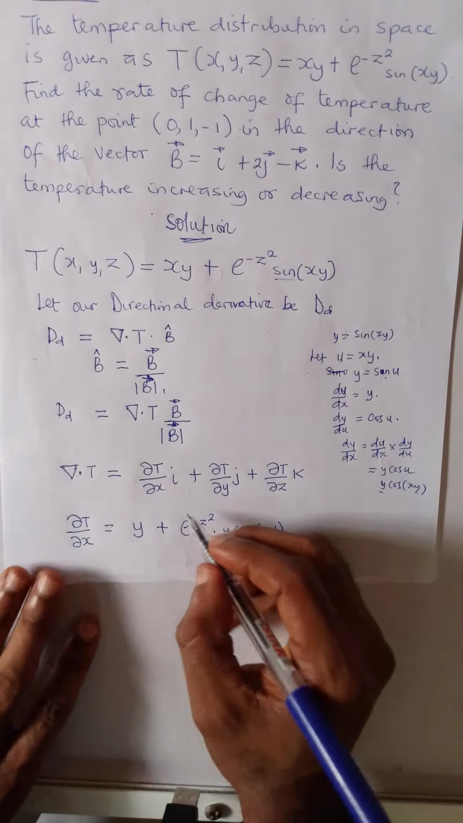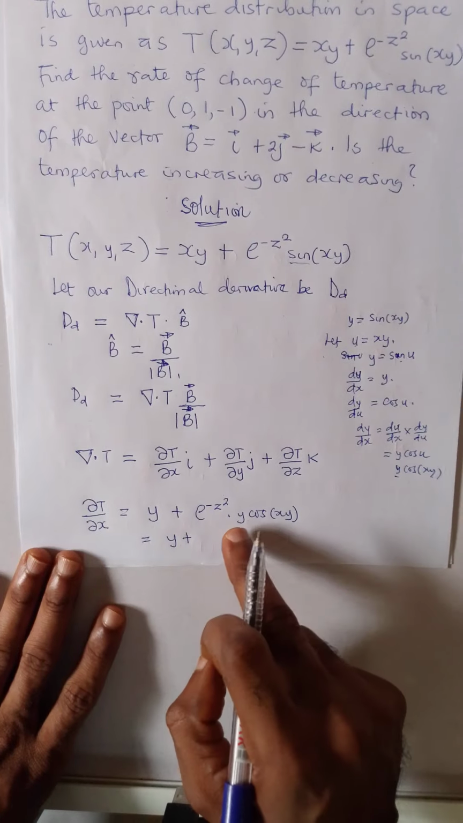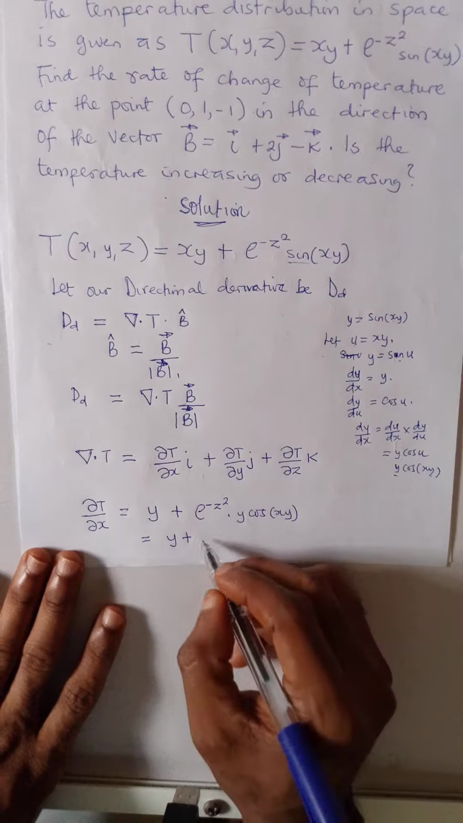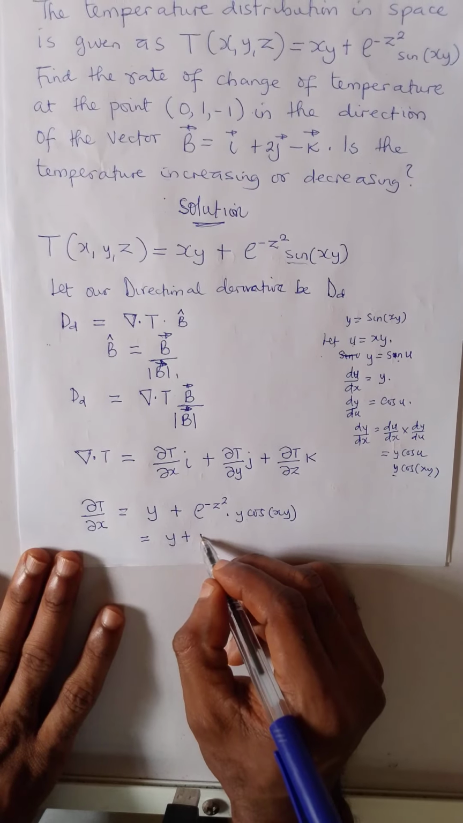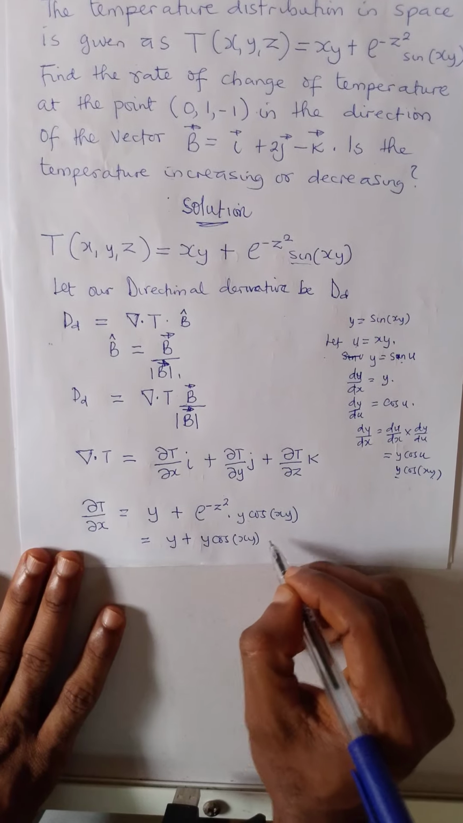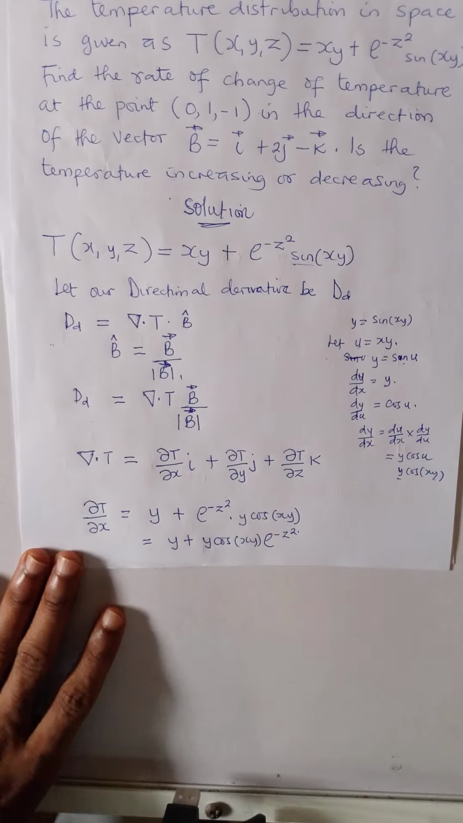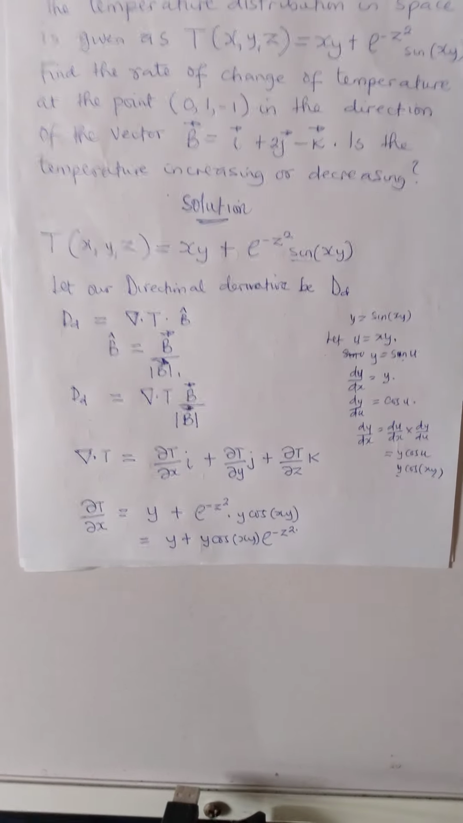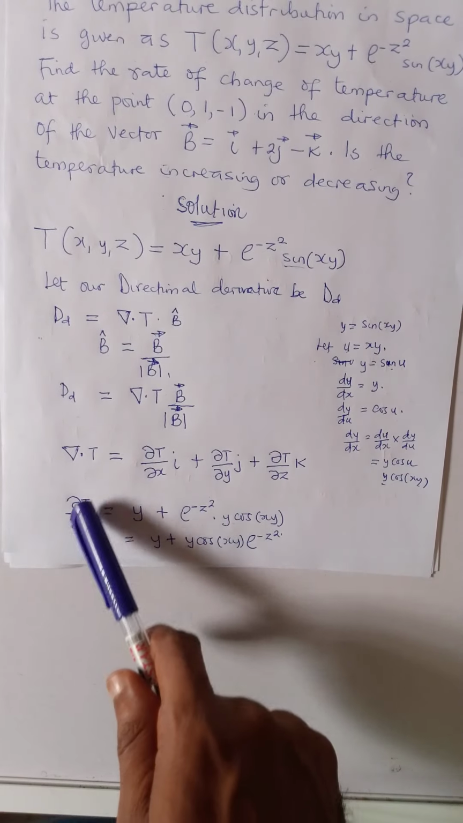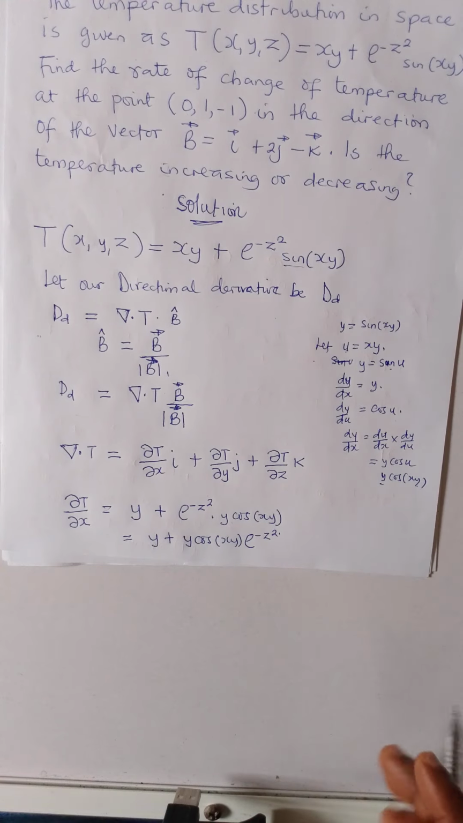And so if we want to go further, this will be y plus this y, when we multiply this, we can have it to be y plus y cos xy exponent minus z square. So if we differentiate t with respect to x for this equation, this is what we are going to have.